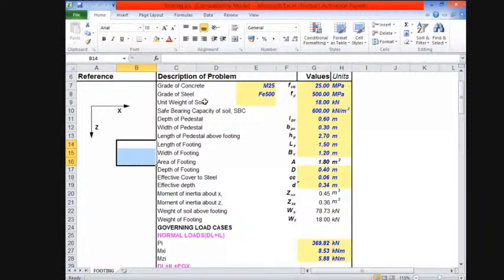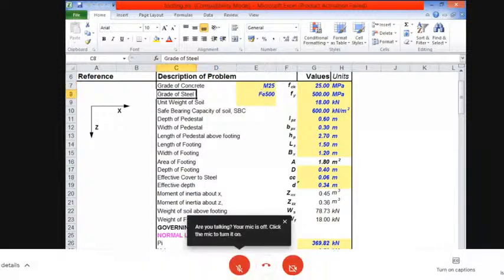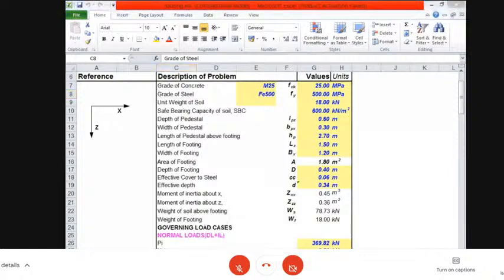So what are the inputs we have to give? We are going to see. First one is the grade of concrete, whether it is M25, M30 or M20, because nowadays the minimum grade of concrete itself is M20. Here I'm choosing the grade of concrete as M25.